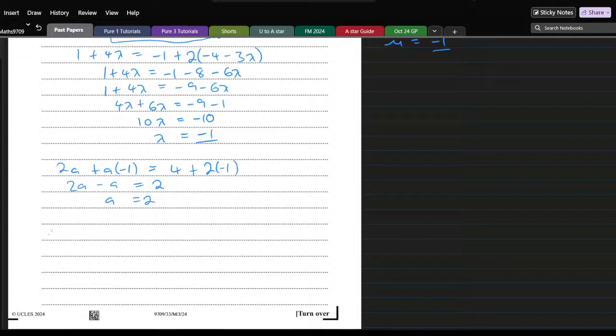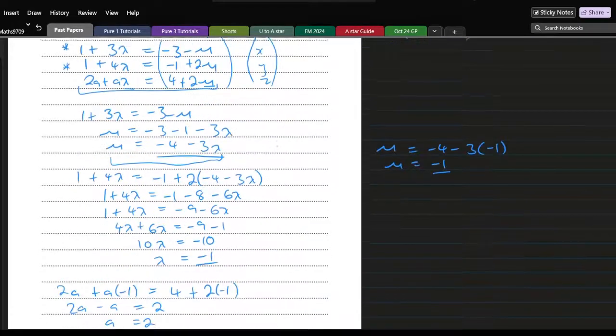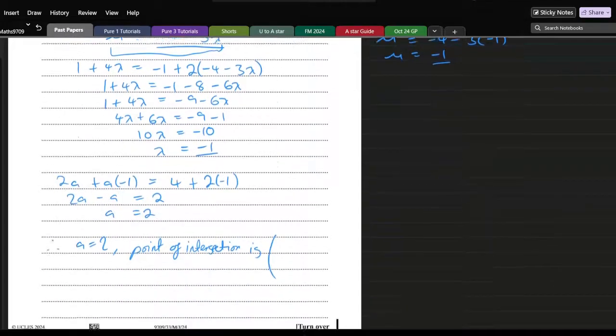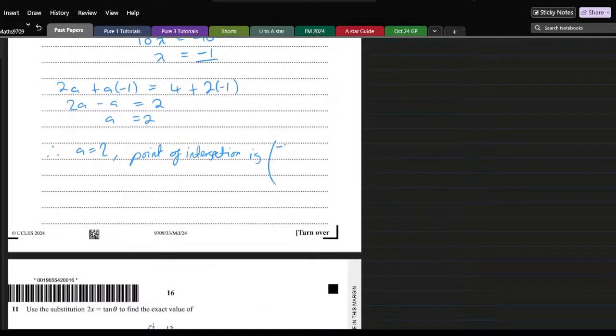So we can conclude that therefore a is 2 and the point of intersection is -2, -3, 2, and this would be our final answer.